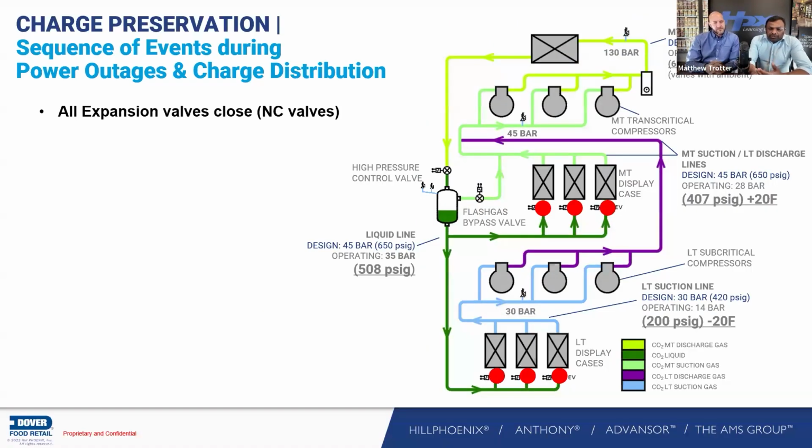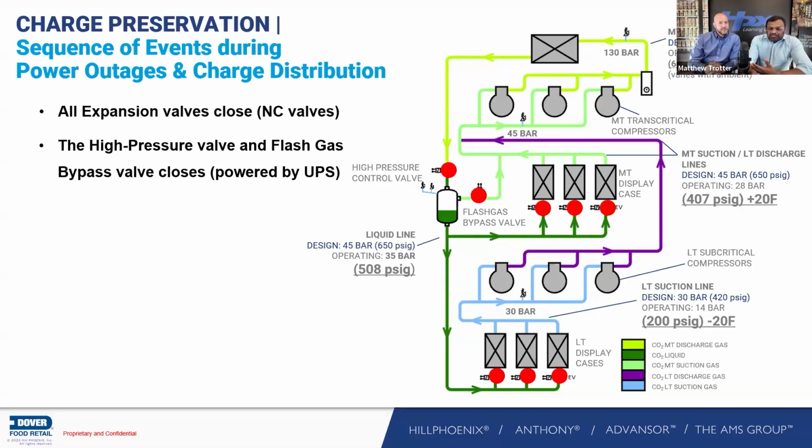There are cases where we use stepper valves, but when we use stepper valves, we also put in liquid solenoid valves, because the stepper valves will not close automatically. They will stay in the step where they were originally. So the liquid solenoid valves close. That's the first step that happens when you lose the power.